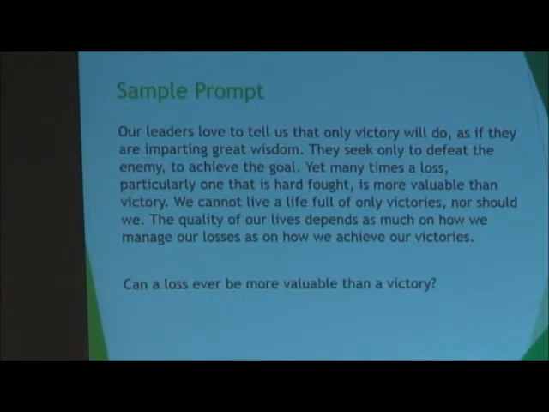The question is, can a loss ever be more valuable than a victory, right? So how do we tackle this prompt? Use the question: you can learn from failures. You can learn from your loss, like losing. Okay, so we could put "learn" here, right? Learn. How else can we tackle it?